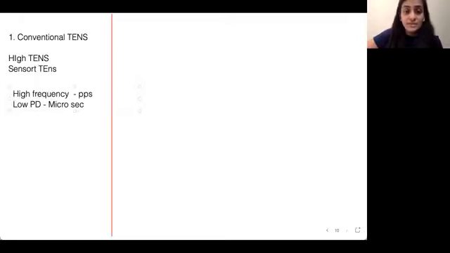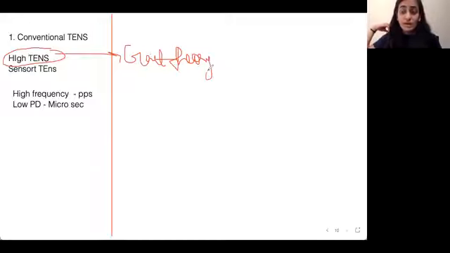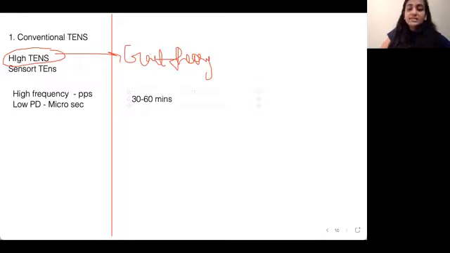What mechanism do you think this is going to activate? Ascending, descending? Very good. It's going to activate the pain gate theory, the ascending mechanism. If it's going to activate the pain gate mechanism, it is going to block the gate. It's going to block the A delta and C fibers. That's how it's going to reduce the pain. So tell me, is this temporary or long-lasting? The effects are going to be temporary, pretty much for 30 to 60 minutes.